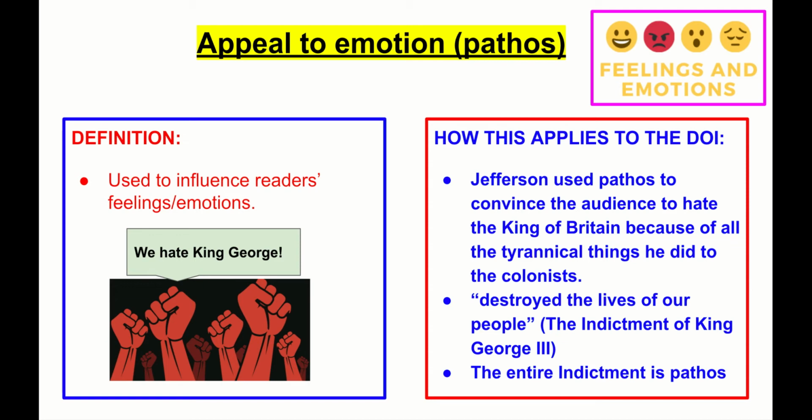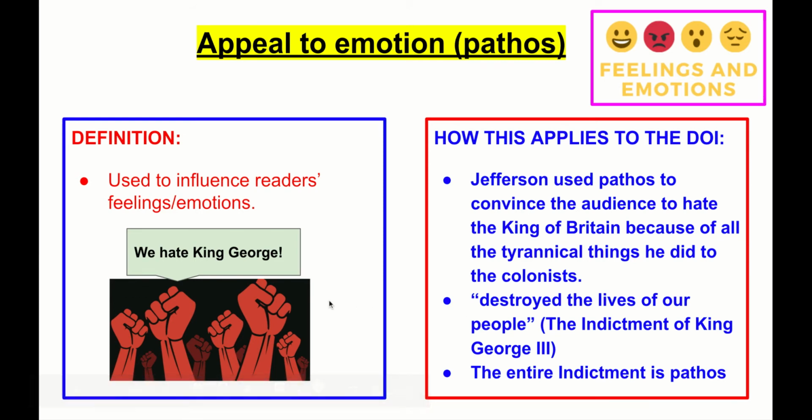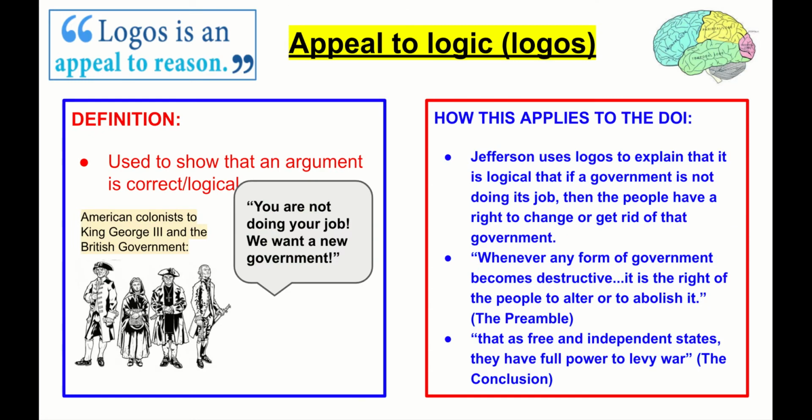The text, we can divide it into five sections. One of the sections is called The Indictment of King George III. And here's a quote: he destroyed the lives of our people. And actually, this entire section, the indictment, is pathos. And here we have a visual of the colonists: we hate King George.